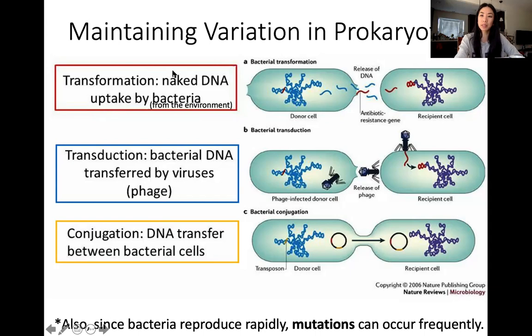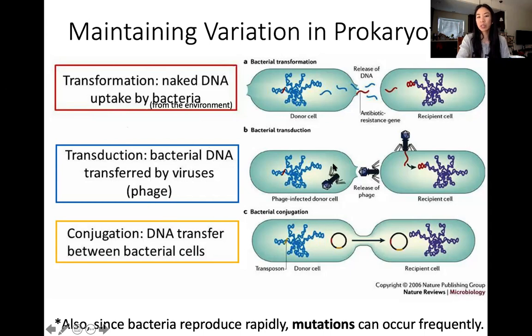We also talked about this when we were learning about the historical experiments with Griffith. He found out that bacterial cells can be transformed. The pneumonia cells went from non-dangerous to a dangerous strain because of the DNA they picked up from their surroundings. Another type is transduction, which is bacterial DNA transferred by viruses or bacteriophages.